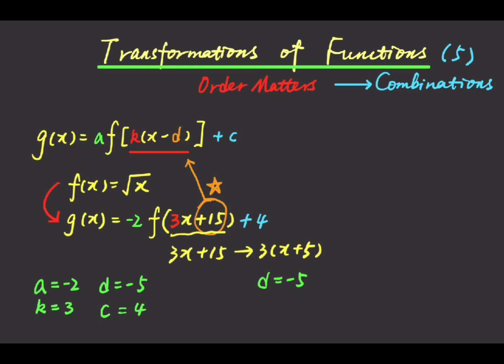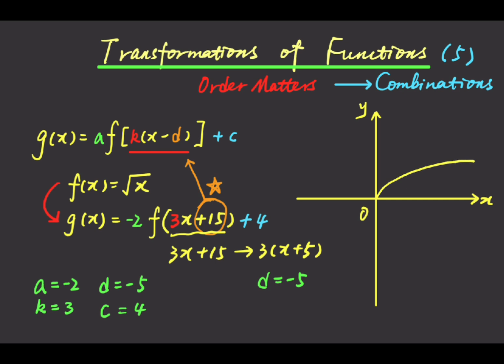Okay, on the basis of this analysis, we can follow the following method to transform this original function or base function to the final transformed function. First, we can figure out the original function. It should be square root of x. This is the original function or base function.